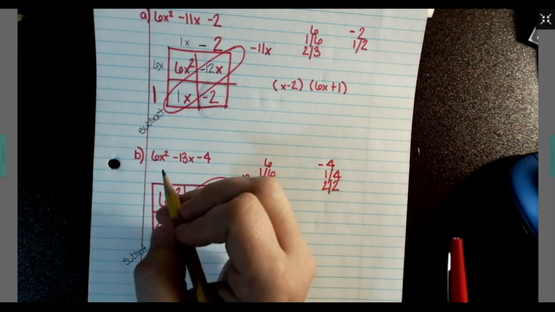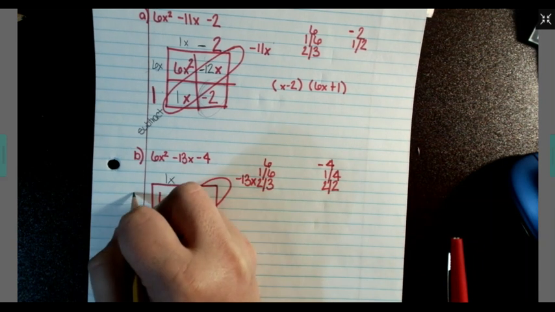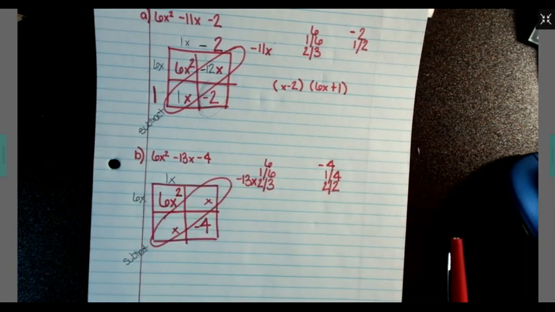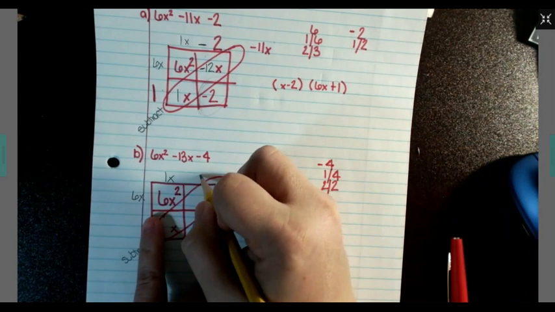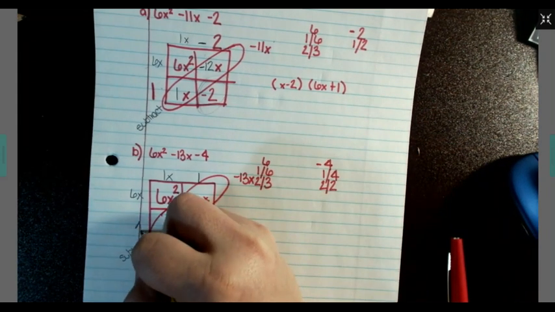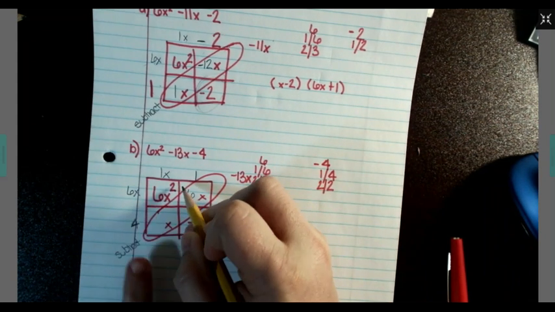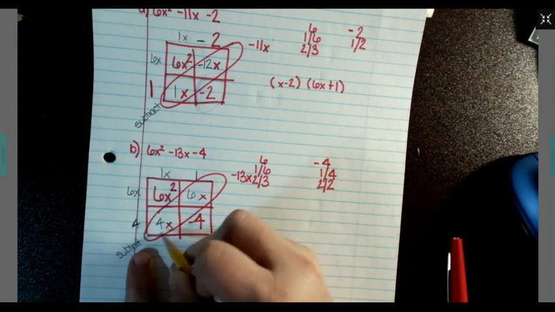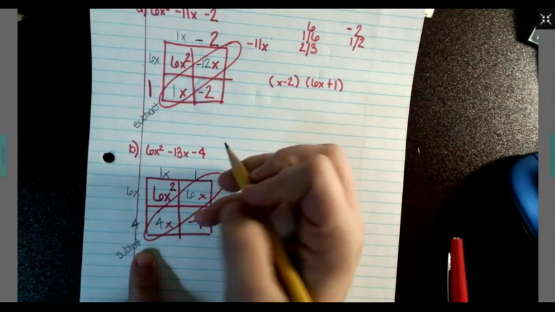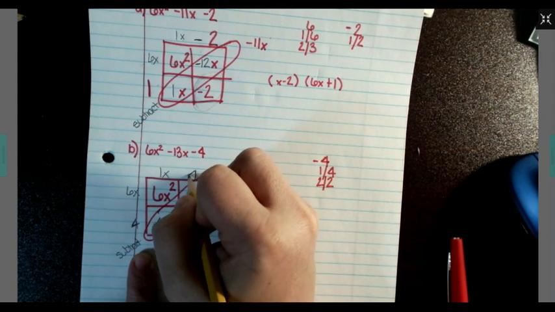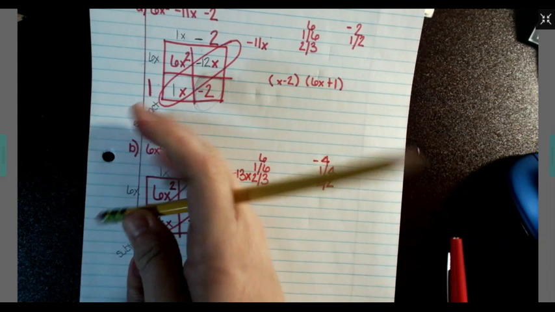Let's start off with putting our 1x and our 6x here. I could either do 1 and 4. If I do that, that's going to give me 6x here and 4x here. If I subtract those, I am not going to get negative 13. Okay, let's change these around. Let's make this a 4, and let's make this the 1.